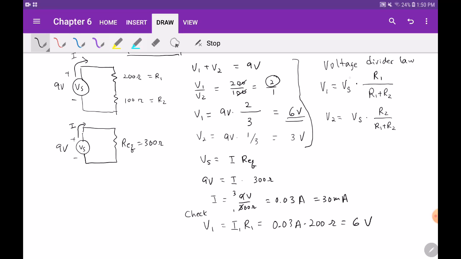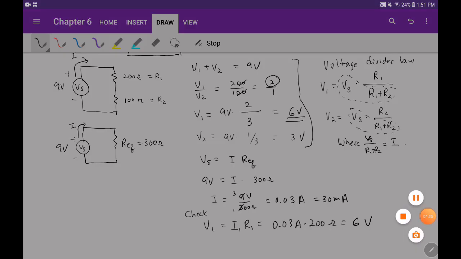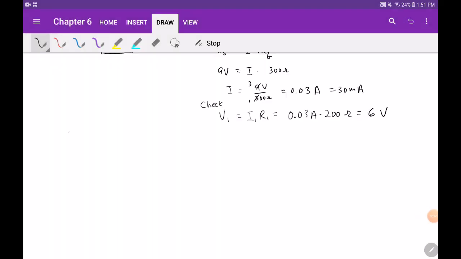You can think of this term right here, Vs divided by R1 plus R2, as the current in the system. Okay? But when we use this equation, we don't ever have to find the current unless you want to. So now let's consider resistors in parallel.